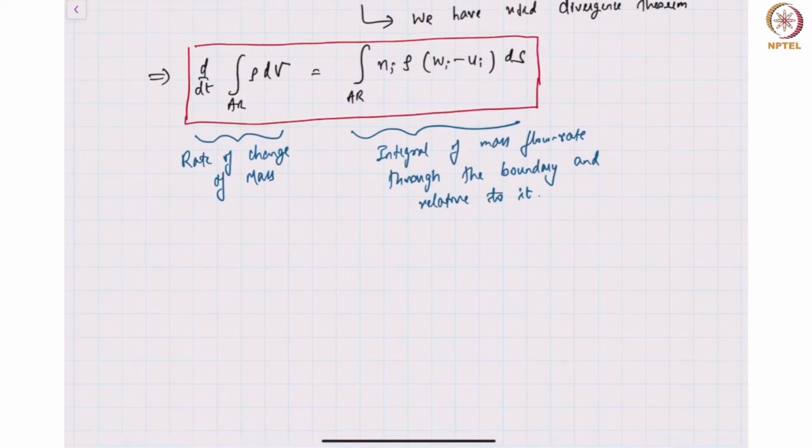Okay, so I could have a boundary. Let's consider a case where I have a boundary. A part of the boundary is shown here. Now this boundary itself is moving with a velocity at various locations with a velocity of Wi. And further, there could be some velocity passing through the boundary. This is velocity Ui. Okay. So the right hand side basically tells you the mass flow rate through the boundary and relative to it. And the left hand side is the rate of change of mass.